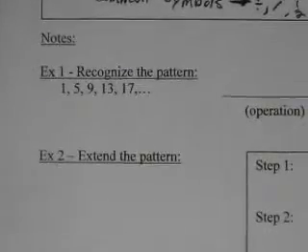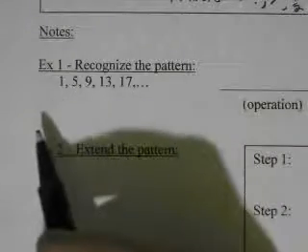Okay, so today we're looking at first recognizing patterns. So here we have a pattern 1, 5, 9, 13, 17, and we want to figure out what this pattern is. So first thing we have to do is figure out, well, what operation would this be? Going from one number to the next, to the next, to the next, what are we doing? Are we adding, subtracting, multiplying, or dividing?